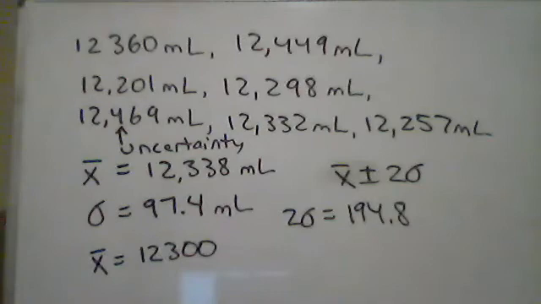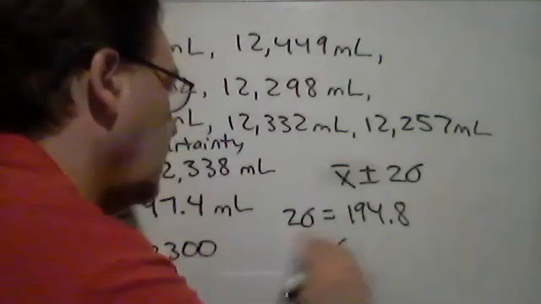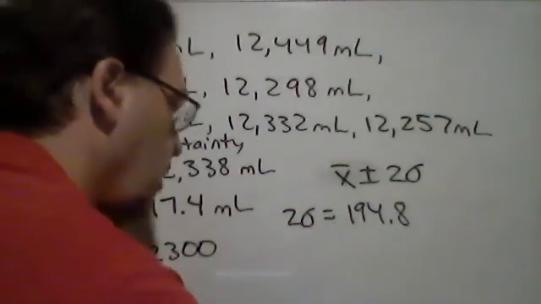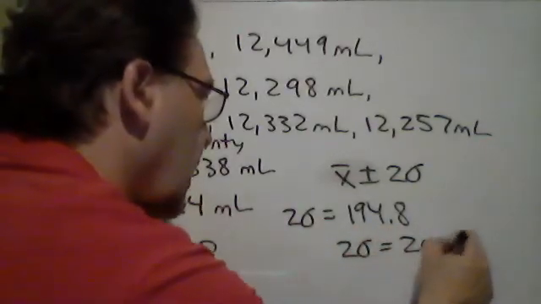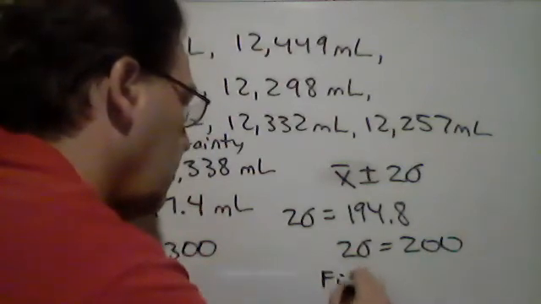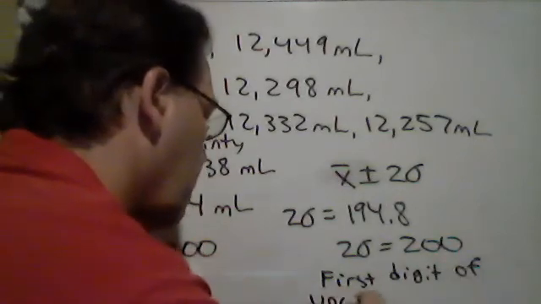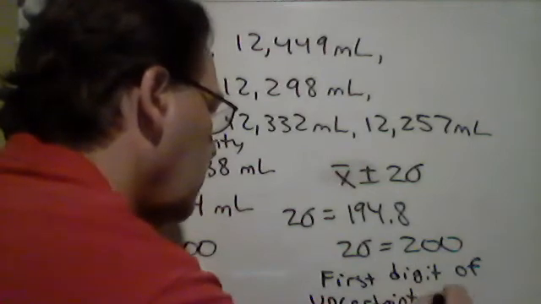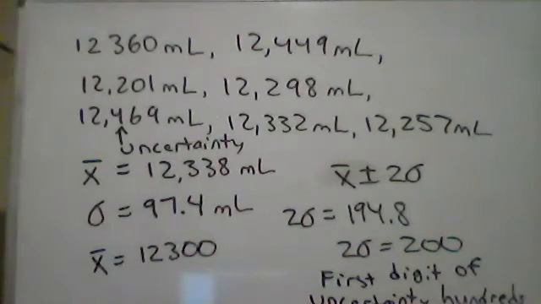Now, again, where's my uncertainty? Remember, my uncertainty is in the hundreds place. So basically my 2 sigma, the best I can say is 200, because that's where my uncertainty is. My first digit of uncertainty is in the hundreds place.